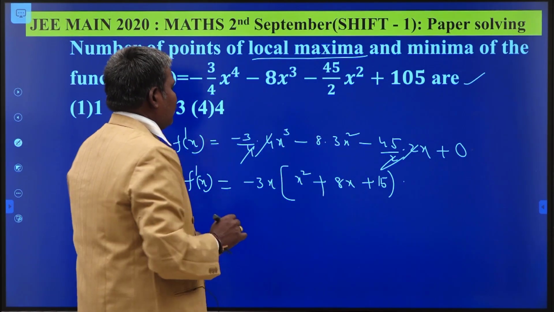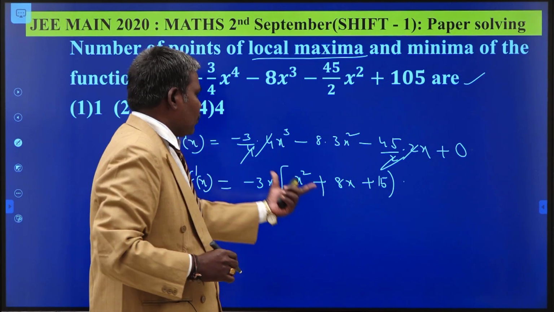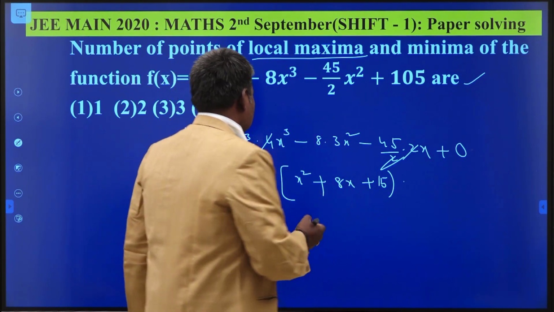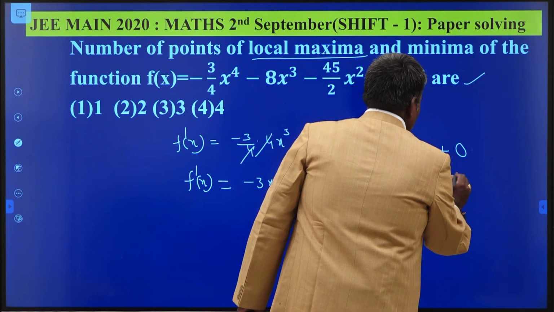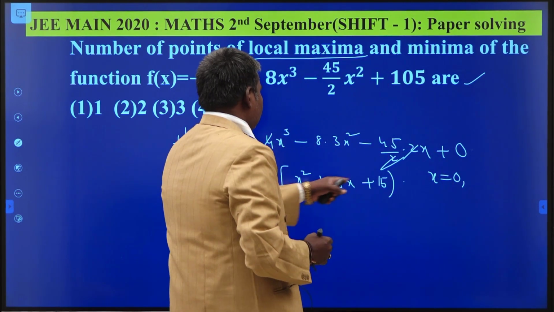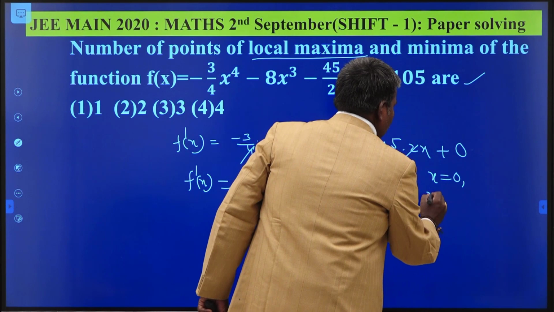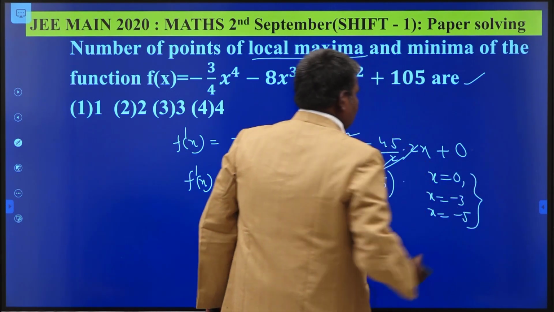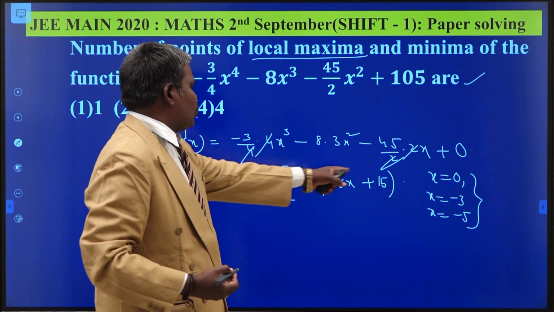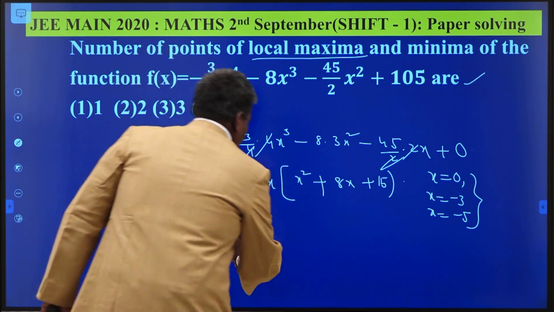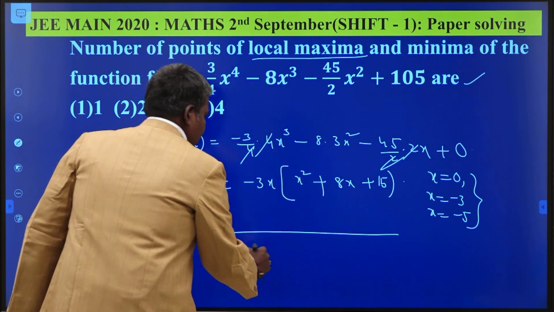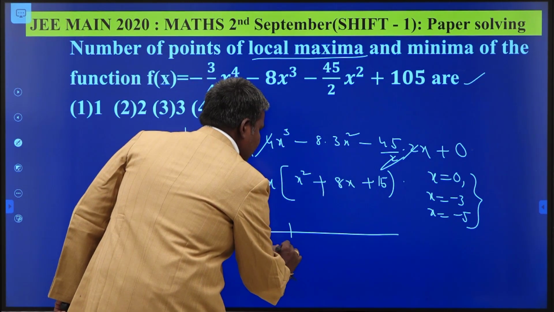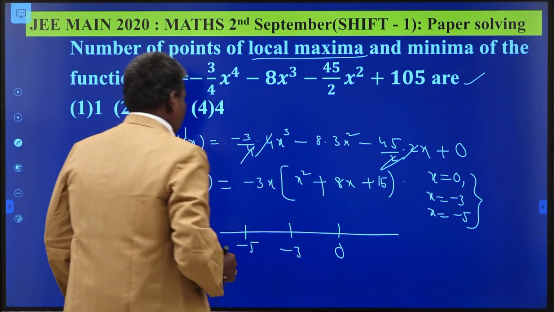To get maxima or minima, you have to equate this one to 0. We get the values of x. These are critical points. So x equal to 0 is 1 root. 3 5s are 15. X equal to minus 3 and x is equal to minus 5. These are the roots of this cubic equation. So I would like to take the number line. This is minus 5. This is minus 3. This is 0.